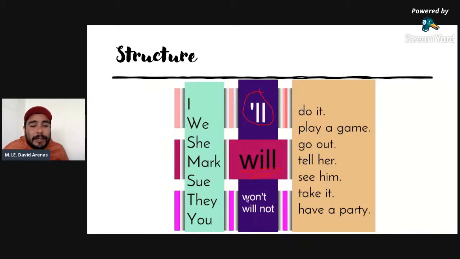And then at the bottom, you can see won't or will not, which means the negative form of will, right? In Spanish, it would be something like no voy a. They won't take it. Ellos no lo tomarán. You will not have a party. Tú no tendrás una fiesta. So again, won't and will not do not have a specific meaning. They are just telling you that it is in the future and that it is negative. All right? So you can use them as you see them here.